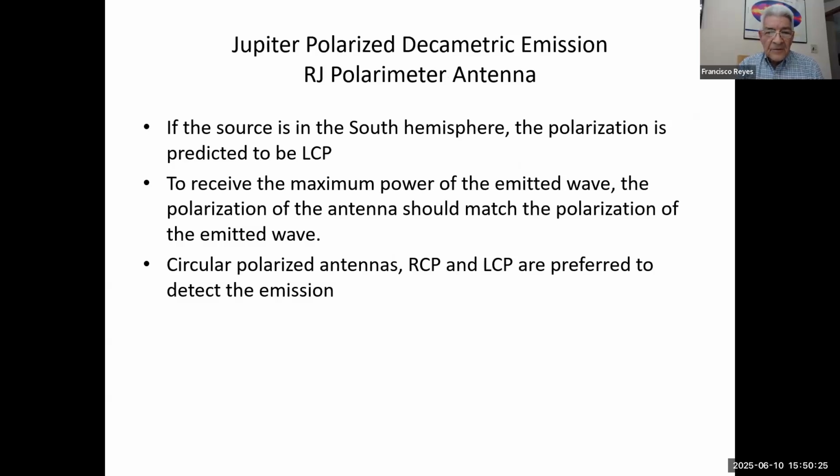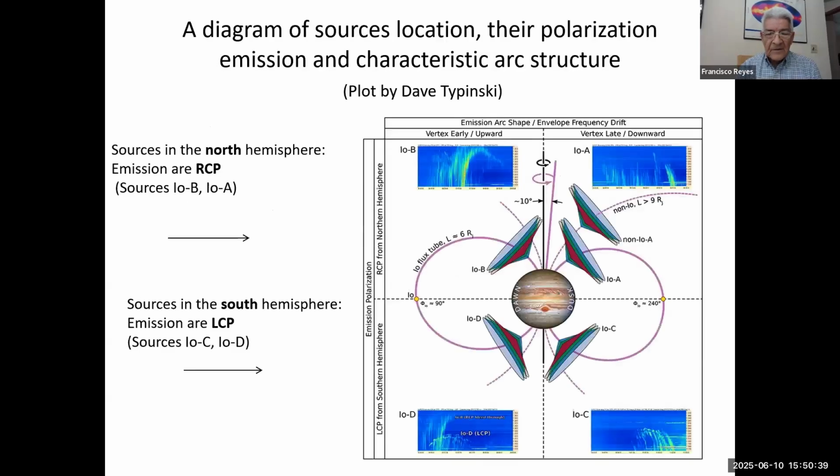So in order to receive the maximum power of the emitted wave, one has to use polarized antennas, in that case, either right-hand or left-hand polarized antennas. So there is a match between the antenna and the polarization of the wave.